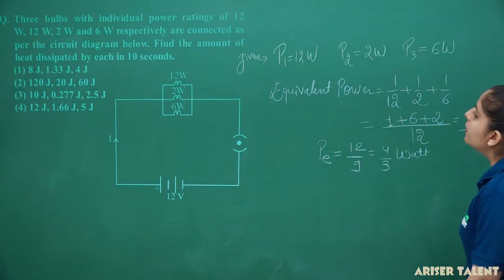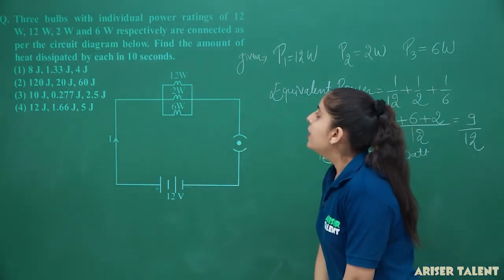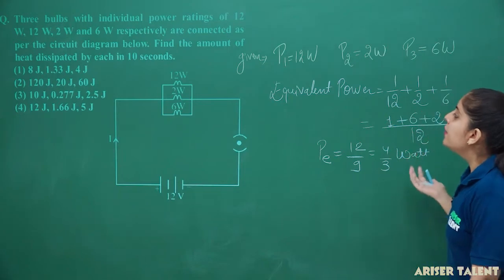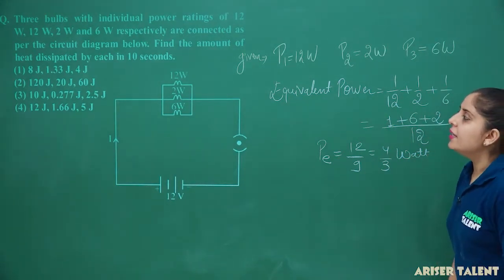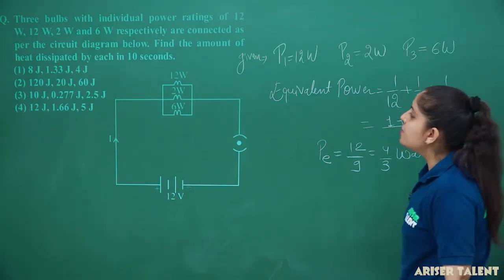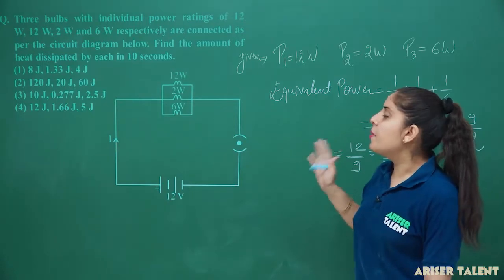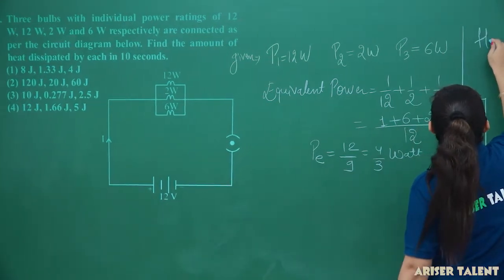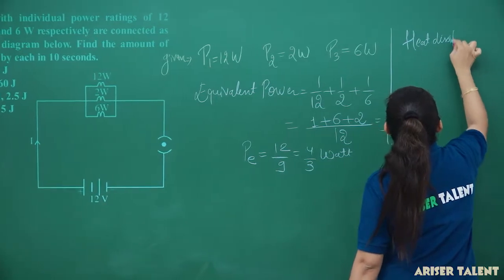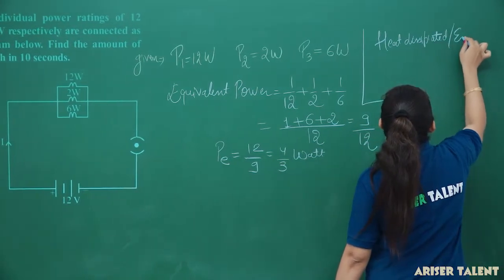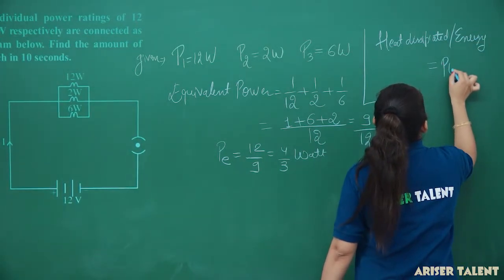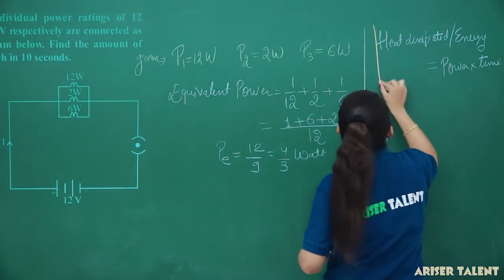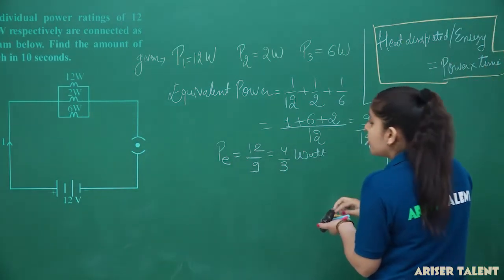Now, what you have to determine? You have to determine the amount of heat dissipated by each in 10 seconds. So we are provided with the time and we have to calculate the amount of heat dissipated in the 10 seconds in each and every combination. So what you will do, you will just multiply the time, that is 10 seconds, with the power provided for each bulb here. So heat dissipated will be in the form of energy, and for energy dissipation we have a formula that is equal to power into time. You will use this formula and calculate the heat dissipation in all the three cases.